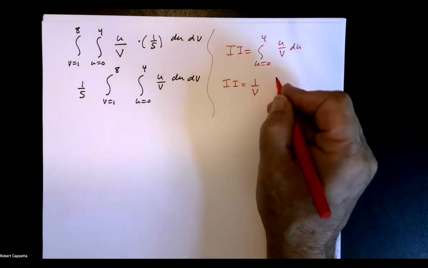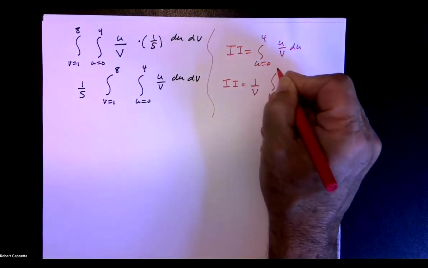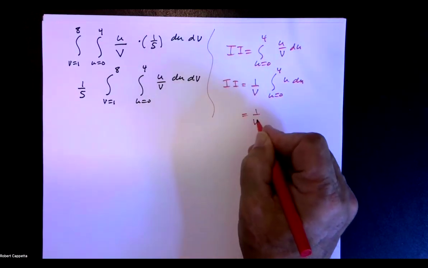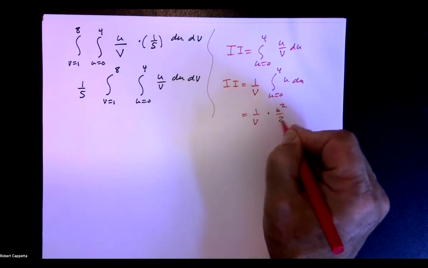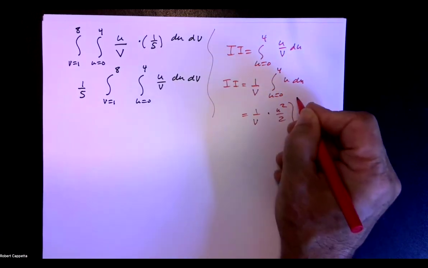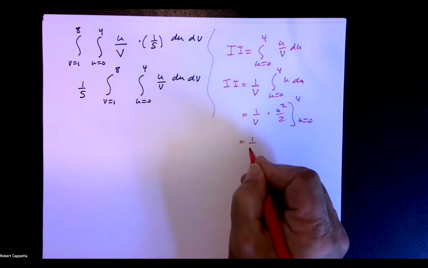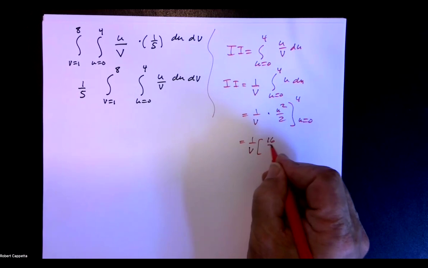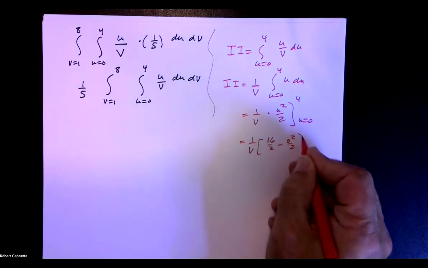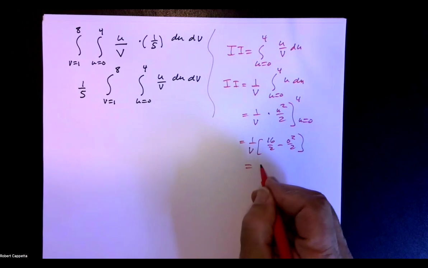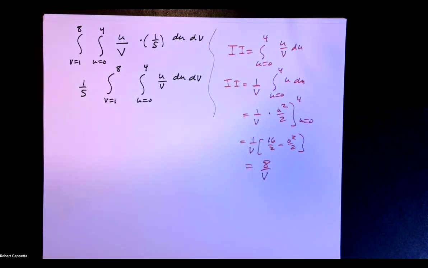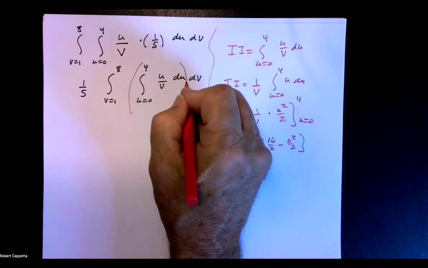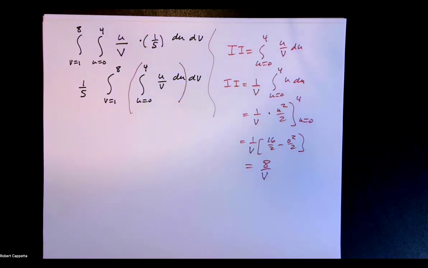So you have 1 over v times the integral as u goes from 0 to 4 of u du, which is 1 over v times u squared over 2 as u goes from 0 to 4, which is 1 over v times 4 squared, 16 over 2, minus 0 squared over 2. 8 minus 0 is 8. My inner integral is 8 over v. So we'll substitute 8 over v in here for that inner integral and see what we get.